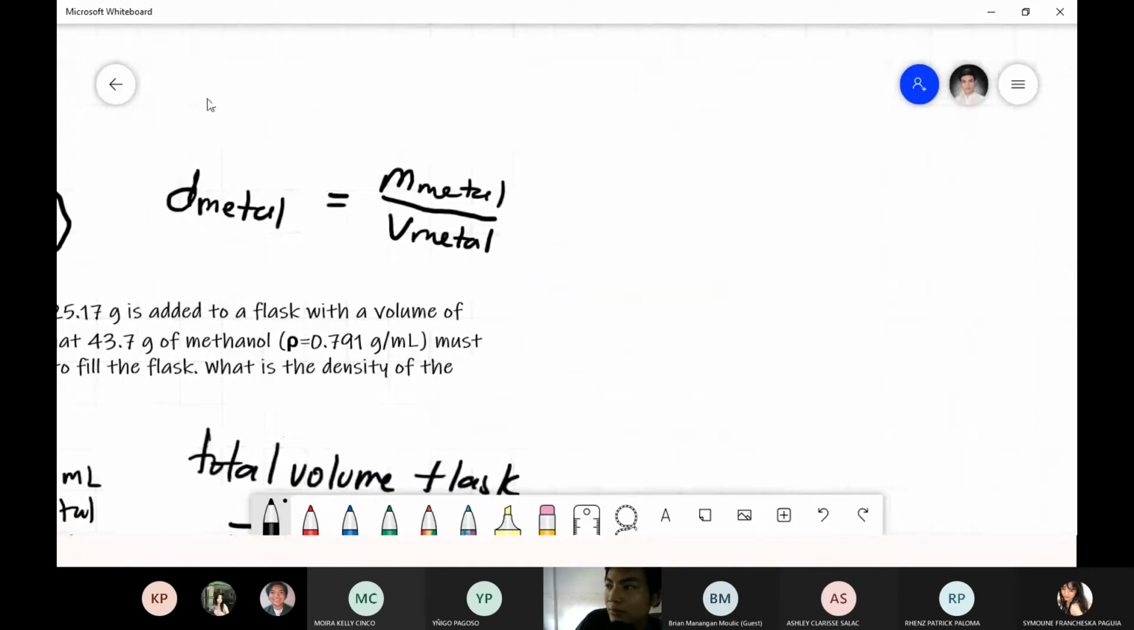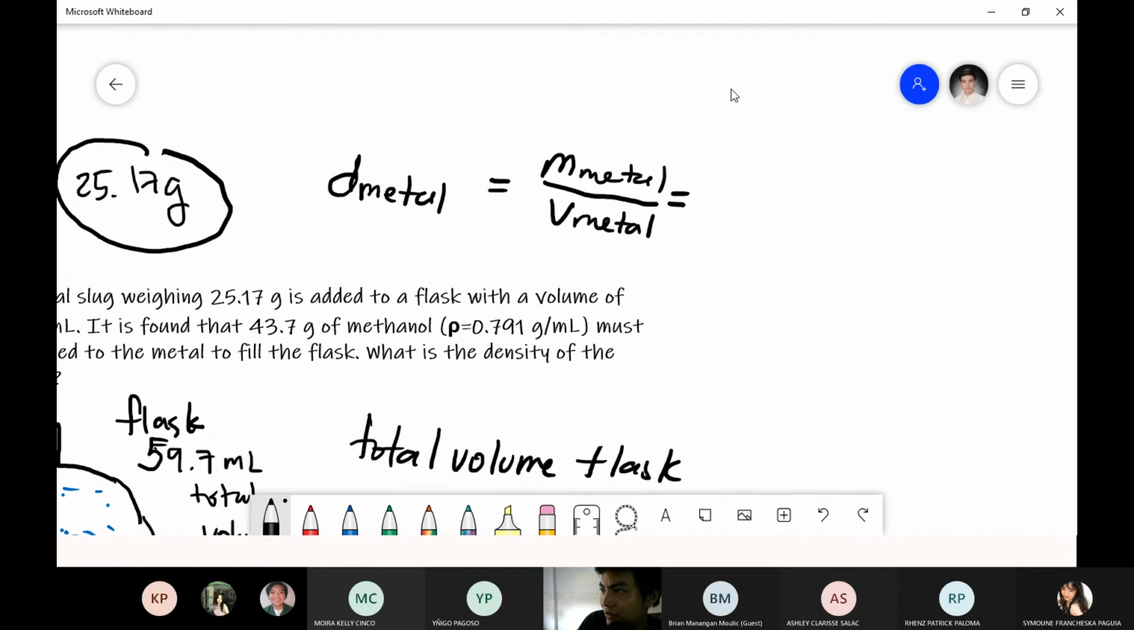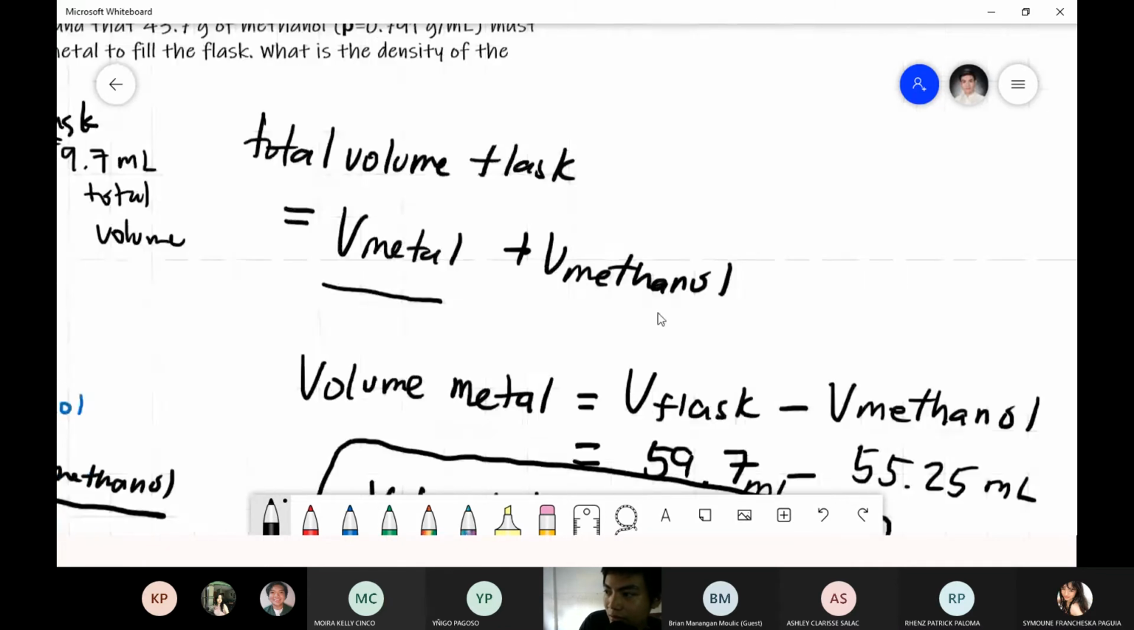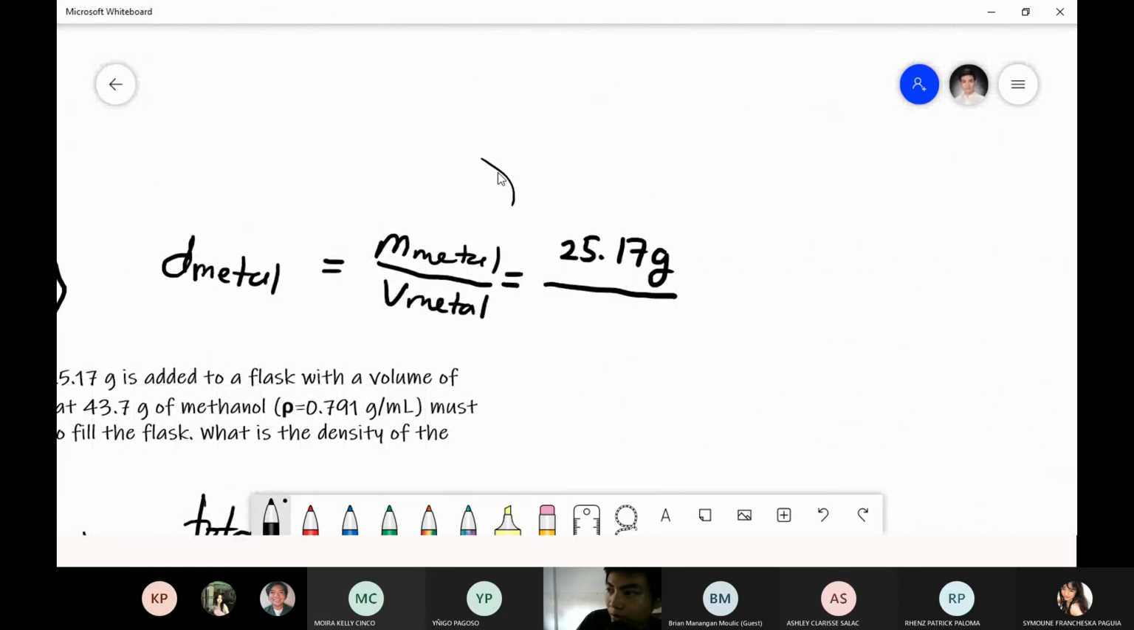Zoom in tayo dito. So ano yung mass ng metal? 25.17. Ano yung volume ng metal? Volume ng metal, hindi ko kabisado, 4.45 ml. Ano yun? Divide mo na lang. 25.17 divided by 4.45. Ganun lang kasimple.